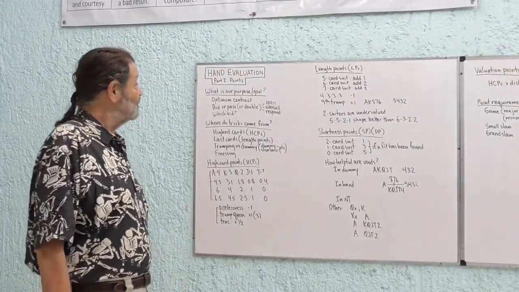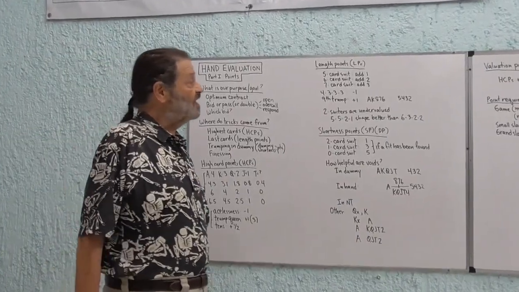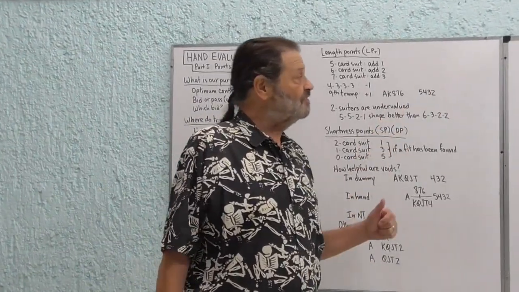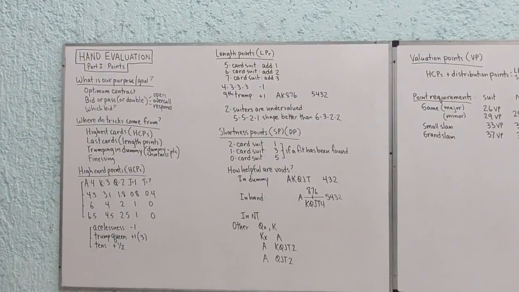Hi, this is Bridge with Stephen, for the list of 4 parts on the topic of hand evaluation. We're going to be considering high card points, length points, and shortness points. And we're going to define valuation points and then look at the point requirements for various games and slams.